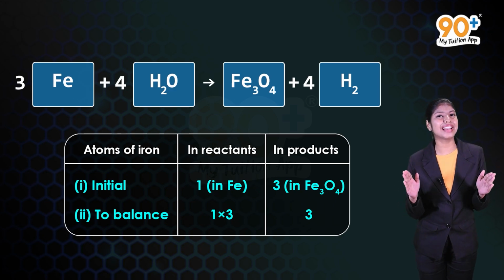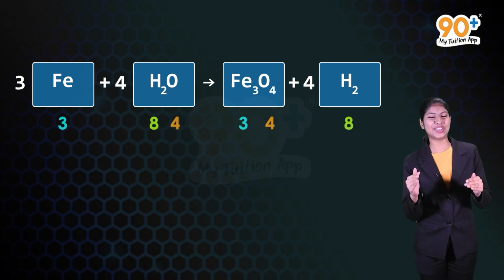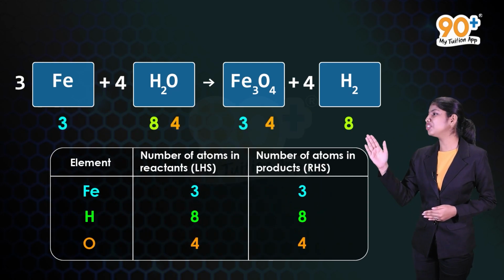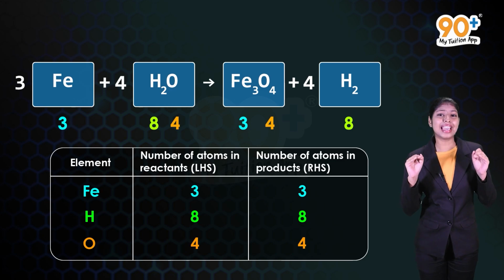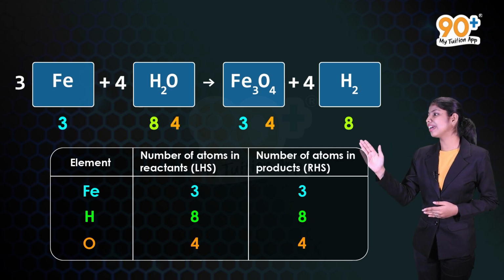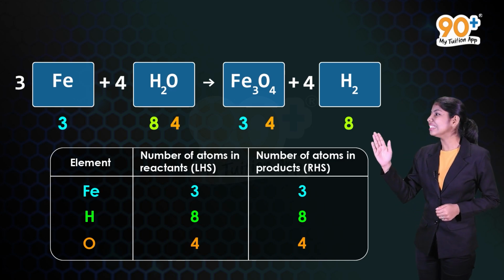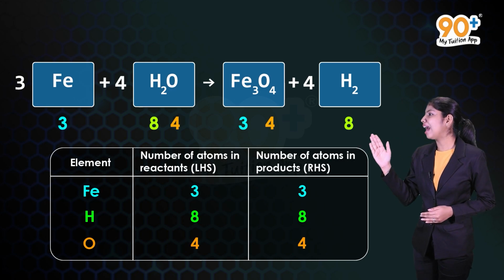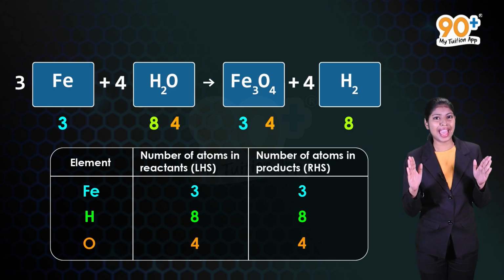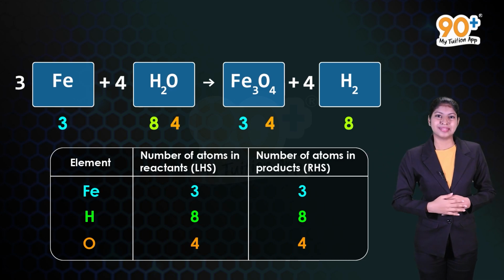Finally, to check the correctness of the balanced equation, we can count the atoms of each element on both sides of the equation. Here you can see LHS and RHS contain 3 iron atoms. In the case of hydrogen, LHS contains 8 hydrogen and RHS contains 8 hydrogen. What about oxygen? We can see that both LHS and RHS contain 4 oxygen atoms. So we can say that this is a balanced equation.